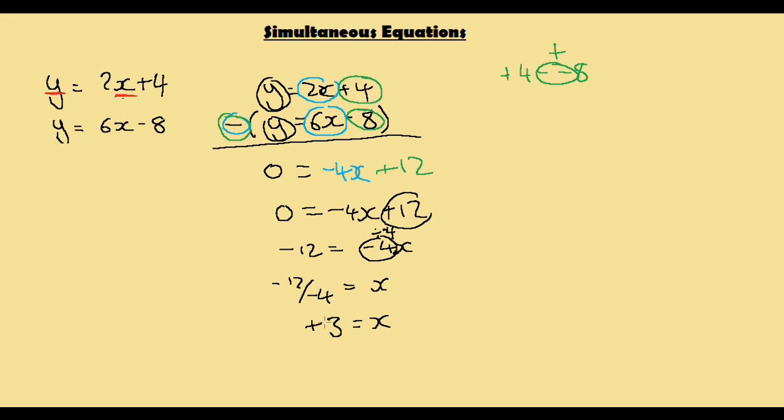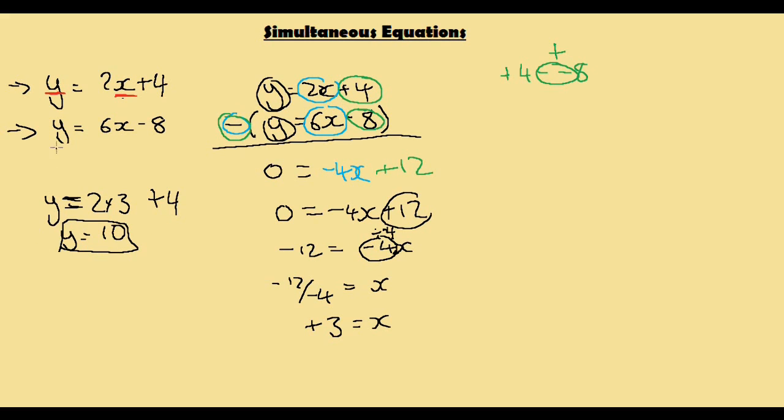This x equals 3 should mean that the y values for both of the original equations will work. So let's use x equals 3 for the first equation. y equals 2x plus 4, so that's 2 times 3. Remember, the x is now a 3 because we've solved it. And then we add 4. So 2 times 3 is 6, plus 4 is 10. So it says y equals 10.